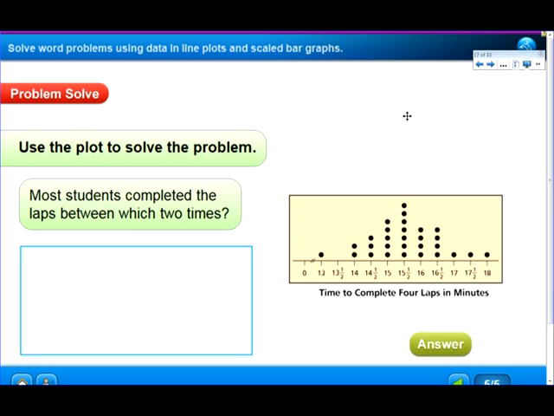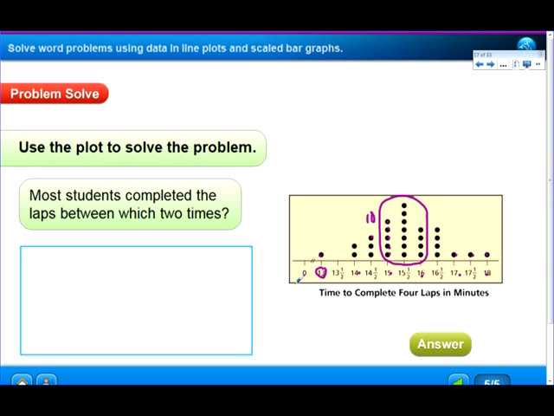If we look at the whole numbers, most students completed the laps between what times? Between 13 and 14? Nope, there's only 1, 2, 3. Between 17 and 18? Nope, 1, 2, 3. How about between 14 and 15? 1, 2, 3, 4, 5, 6, 7, 8, 9, 10. I say there's 10 between 14 and 15. Between 15 and 16? Oh, look at that. I would say between 15 and 16.